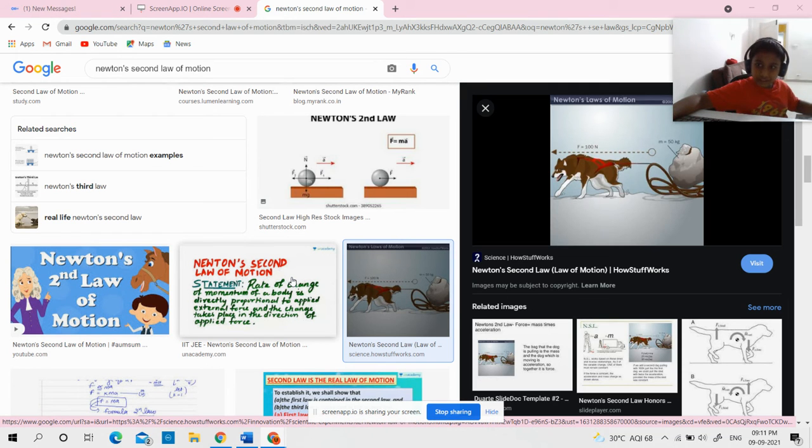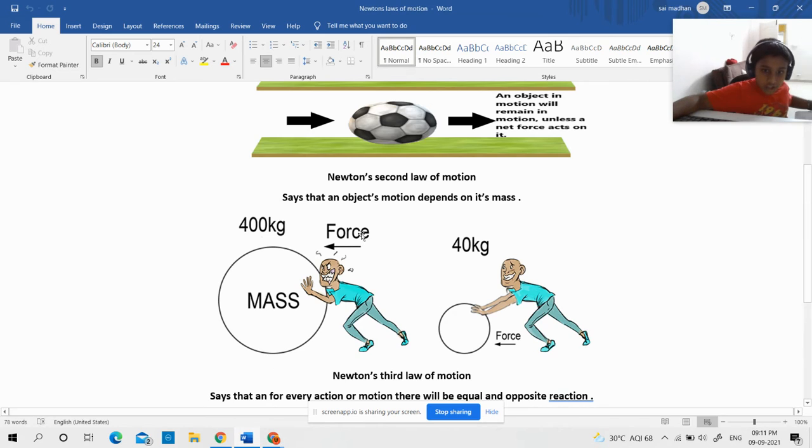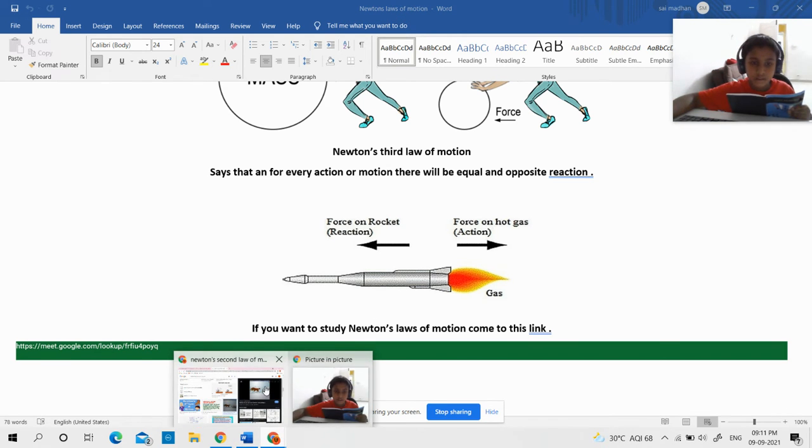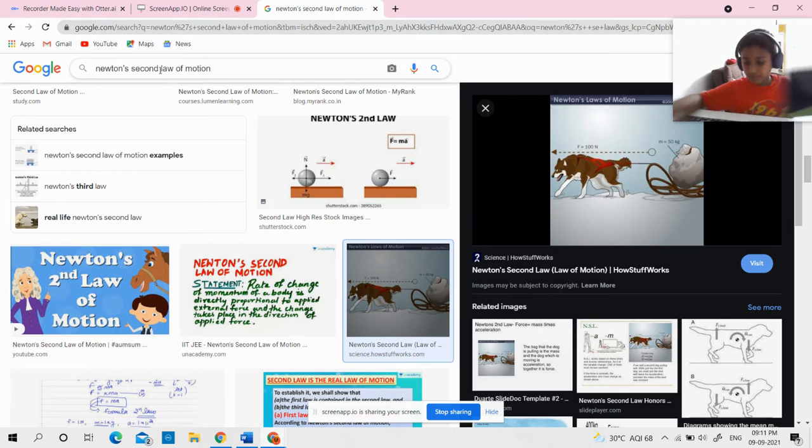So let's go to Newton's third law of motion. Newton's third law of motion says that for every force or action, there's an equal and opposite reaction. Think of the forces in pairs. When you push or pull on an object, the object sends an equal push or pull on you in the opposite direction. So this is Newton's third law of motion. And the other example, we can see it.